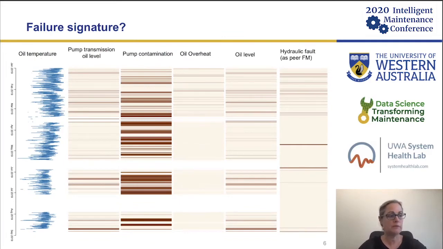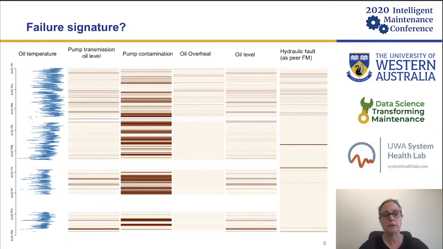This figure shows 9 months of data for the hydraulic system on one of the excavators. On the left, shown in blue, is data for the oil temperature sensor, and there are four alarms: pump transmission oil level alarm, pump contamination, an oil overheat, and an oil level alarm. On the right is the status of the operator-entered hydraulic fault condition. What I want you to notice is how very difficult it is to visually see any patterns in the first five columns with the response variable or hydraulic fault condition on the right-hand side.